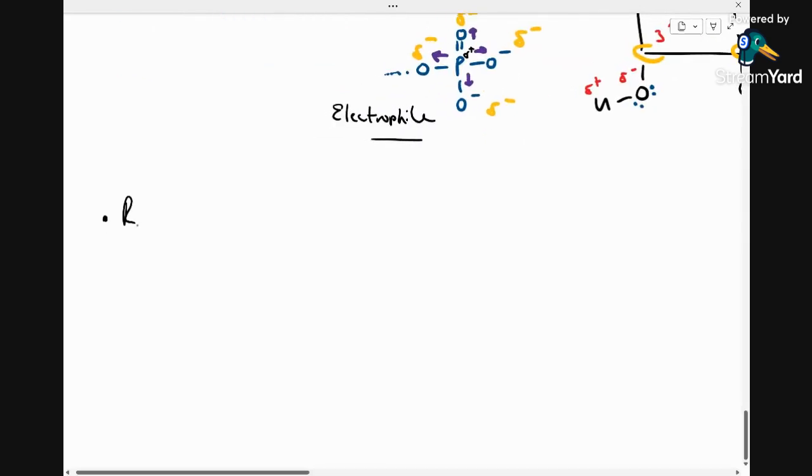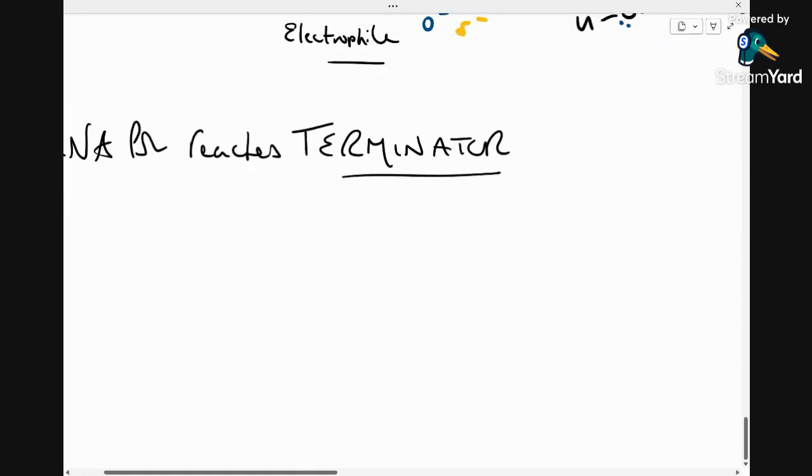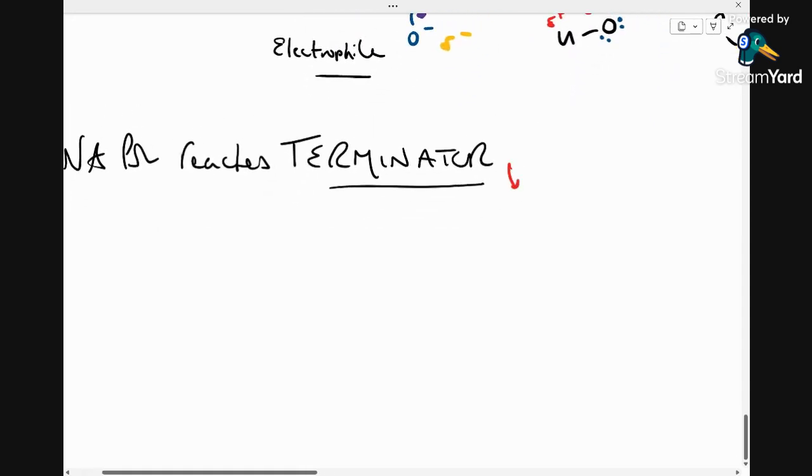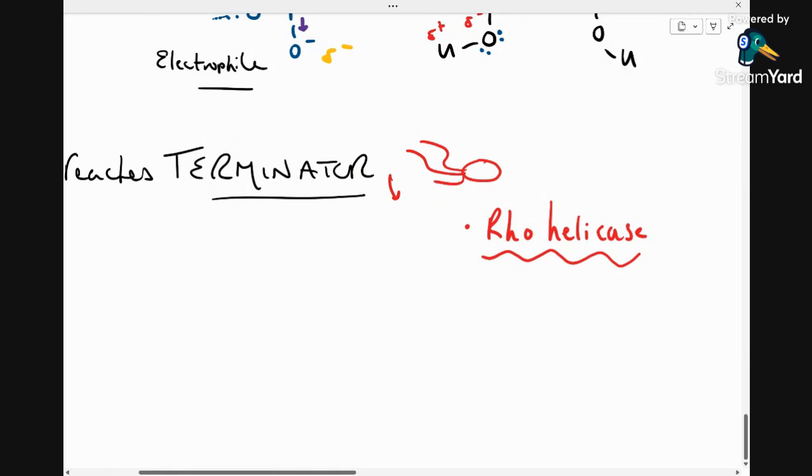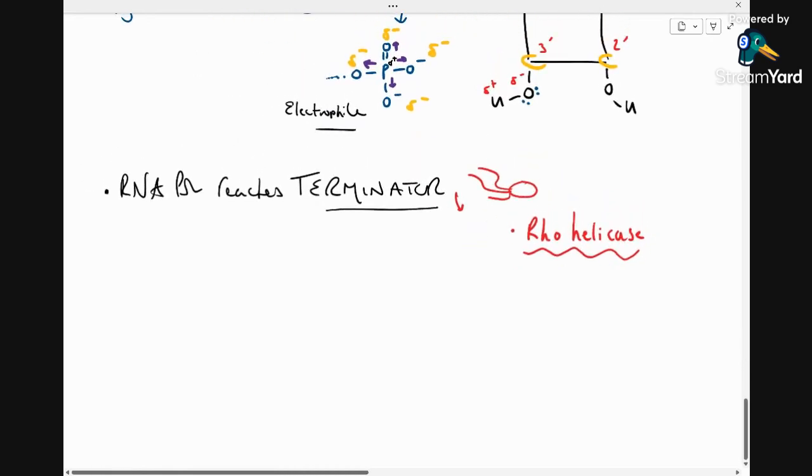And then finally, RNA polymerase reaches the terminator. Through a variety of mechanisms, maybe you'd remember from the lower 6th material, in bacteria one of the key ways this is done is via the Rho helicase. It's just a name for a helicase that essentially helps in termination. There are other mechanisms as well, and in eukaryotes it's slightly different, but don't worry about it. Essentially, RNA polymerase reaches the terminator and dissociates, falls off.